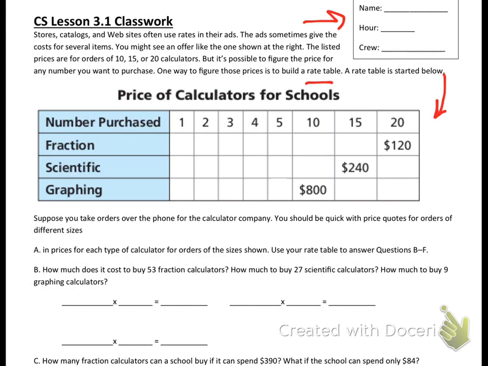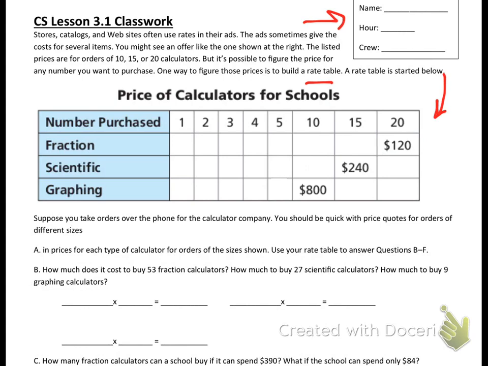Look around my room. I'm missing a lot of calculators. I want to buy some new ones. This is actually really important to me. It actually could help me out a whole lot, like right now. Okay? Now, fraction calculators are being sold for 20 of them for $120.